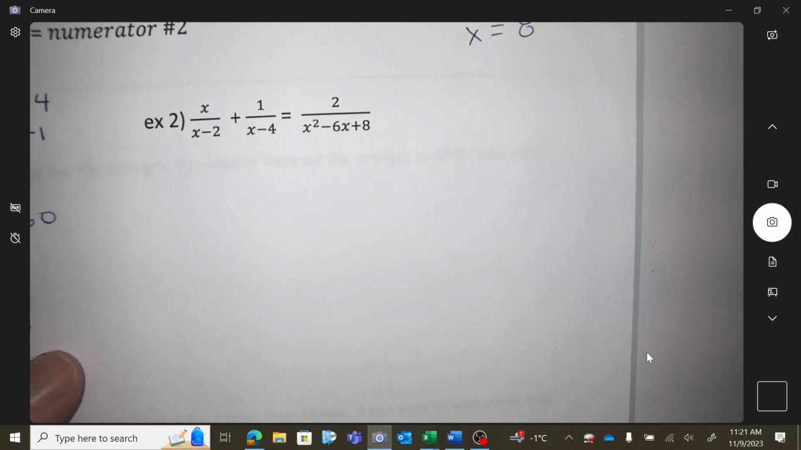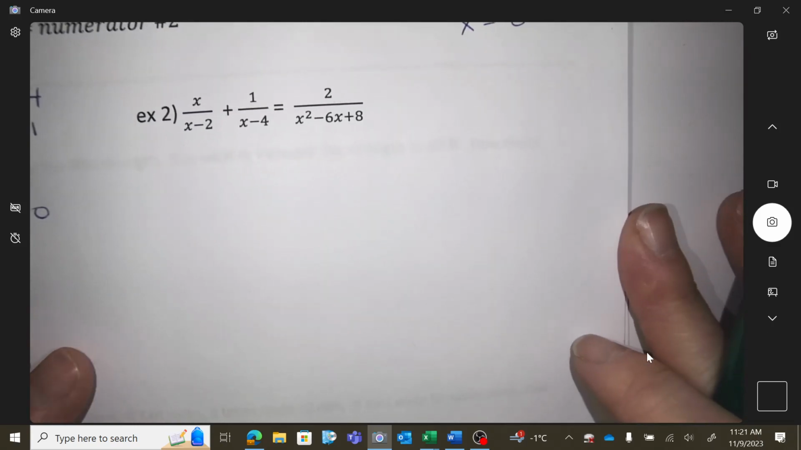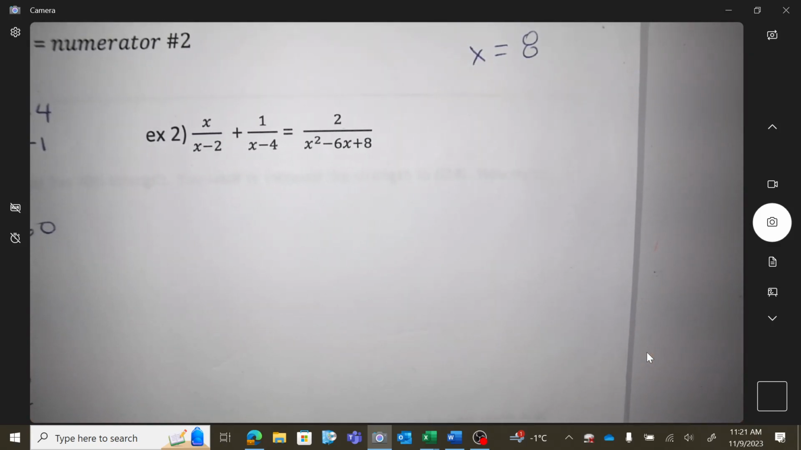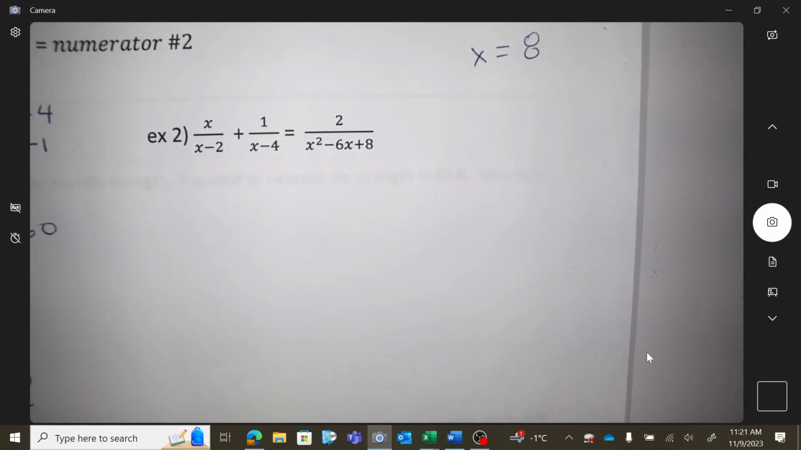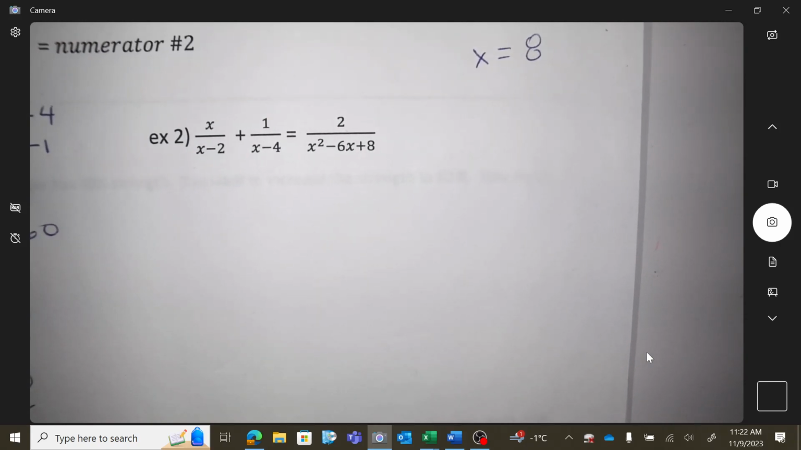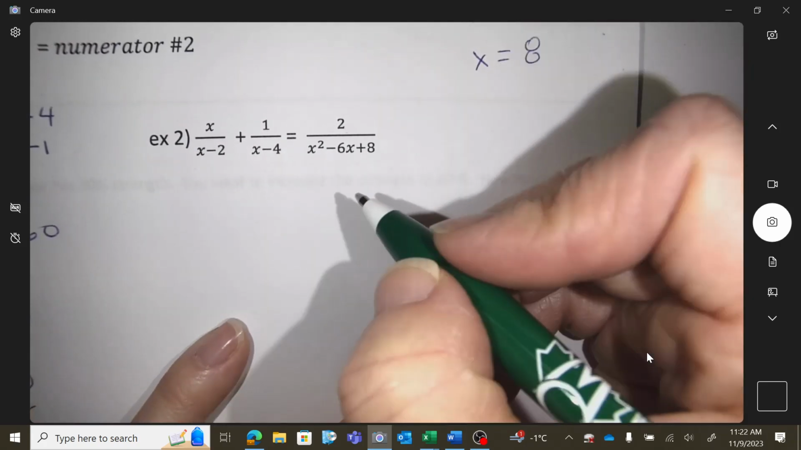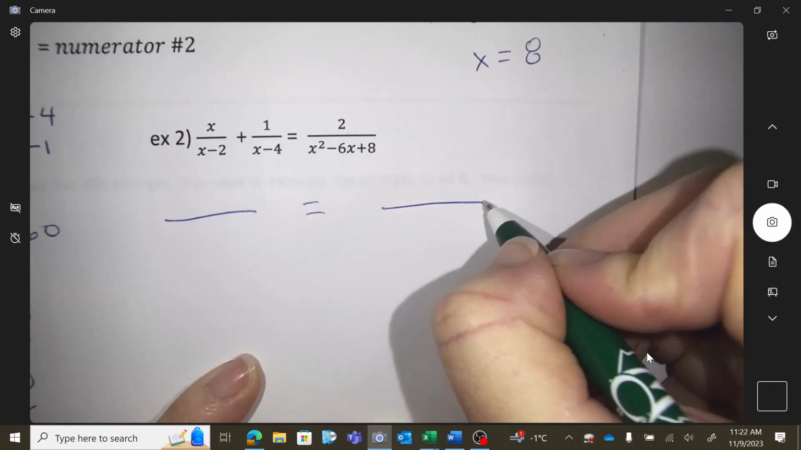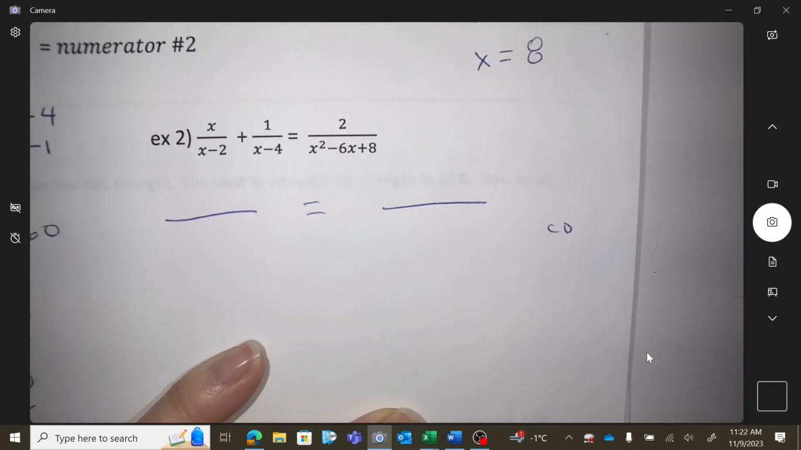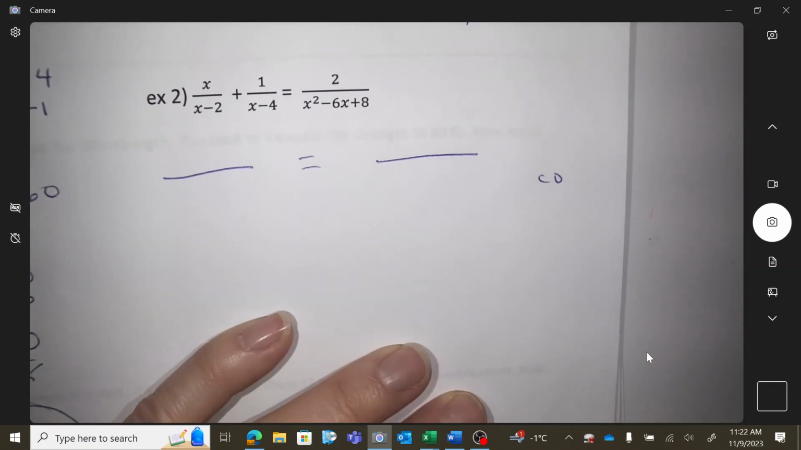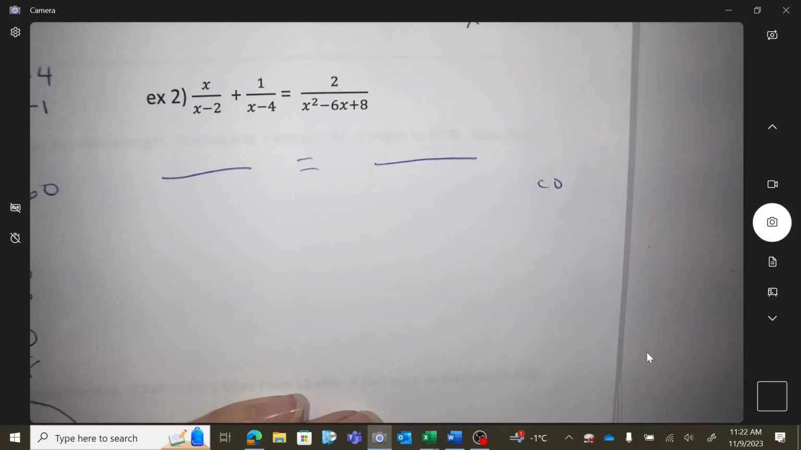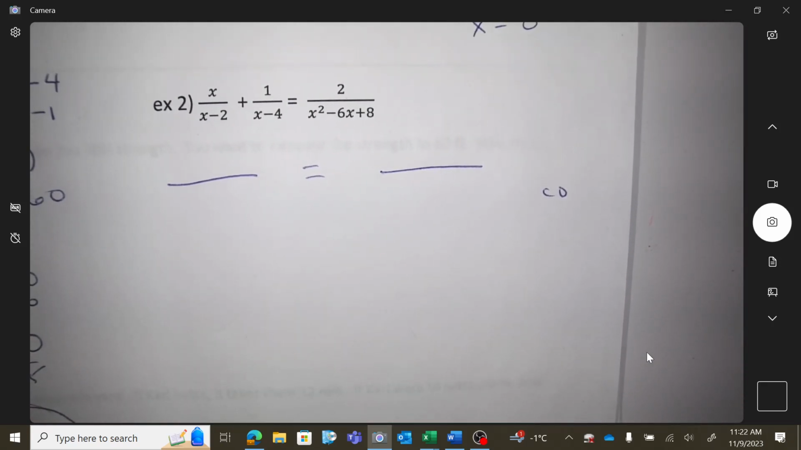Okay, number 2, cross multiply or common denominator drop. Which method? Cross multiply? Can you do cross multiply? No, because you don't have one fraction and one fraction. So I'm going to need common denominator on both sides. I have to make the bottoms all the same.